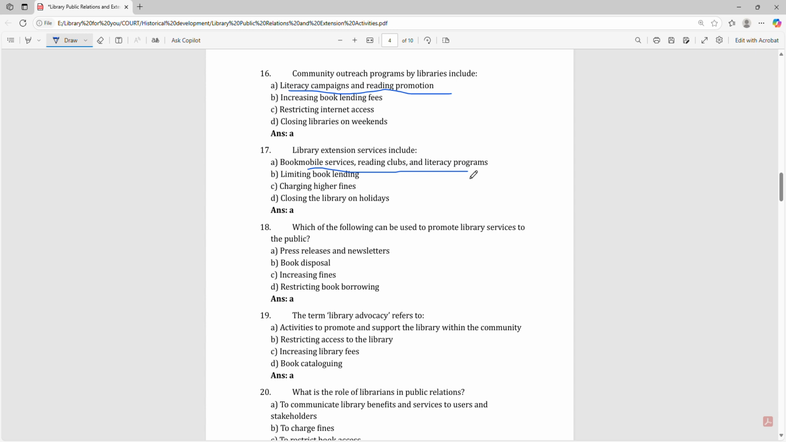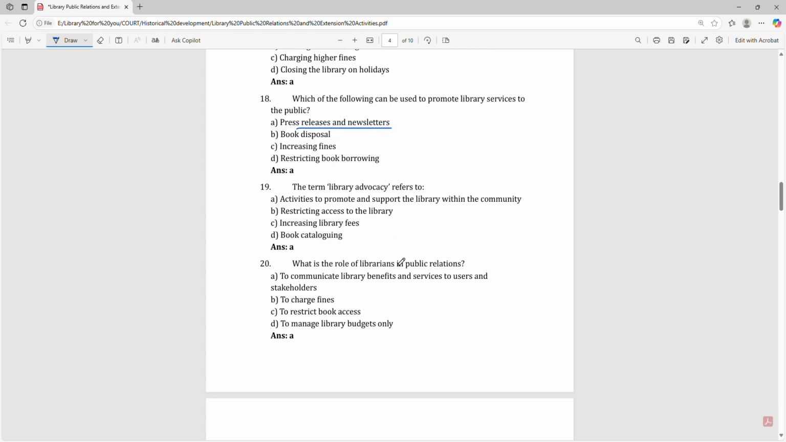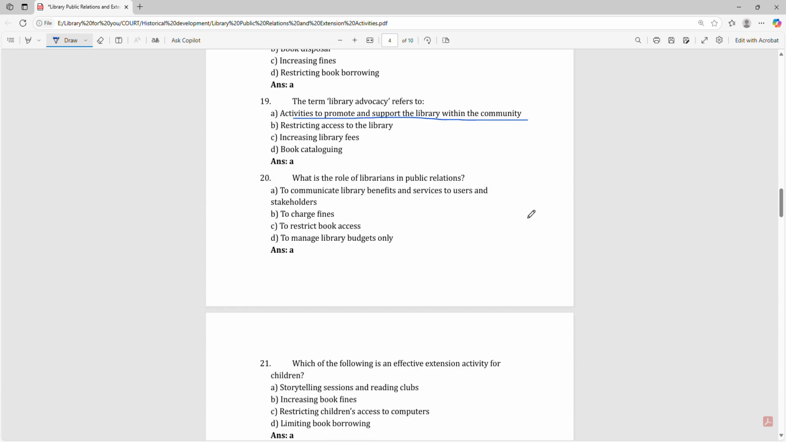Which of the following can be used to promote library service to the public? That is press release and newsletters. The term library advocacy refers to activities to promote and support the library within the community. What is the role of librarians in public relations? To communicate library benefits and service to users and stakeholders.